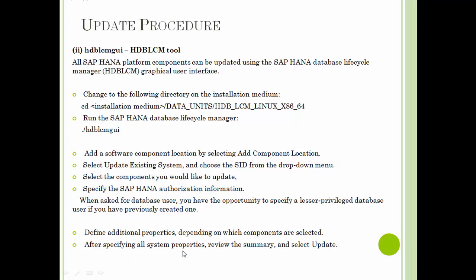After specifying all the system properties, we can review the summary and then select update. Then the update process runs and finishes. Again, the log for this will be stored under /var/tmp with the present date, and we can refer to the log for any information needed. If the update fails, we can refer to the log to understand what the issue was and then see if the update has to be repeated. If the update cannot be repeated, we have to restore the system with the backup that was taken, and then we can rerun the update.